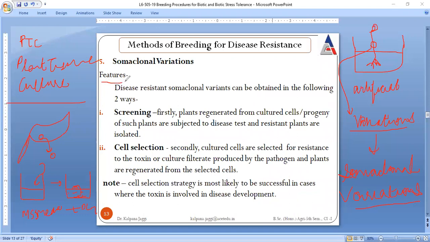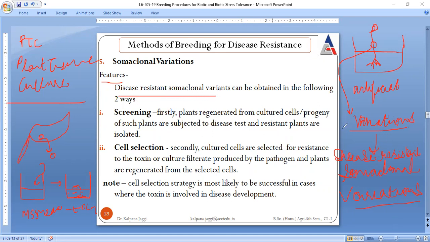And when I talk about its features, what kind of Soma clonal variants do we need, which are no more susceptible to the attack of disease. That means here we require disease resistant Soma clonal variants. Variants means the plants which are developed after certain variations, and they are said to be Soma clones. And here what we require is disease resistant Soma clonal variants.